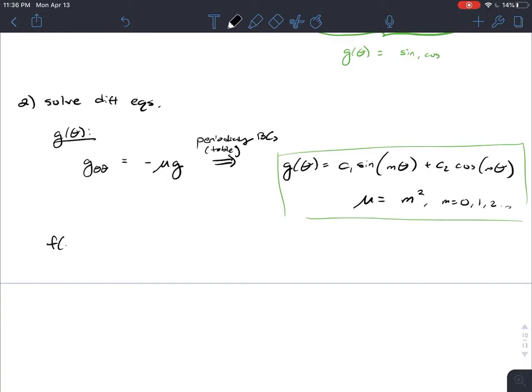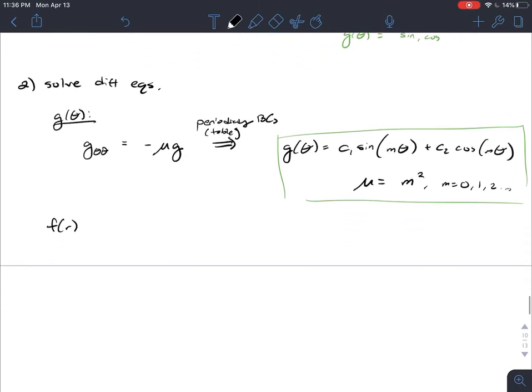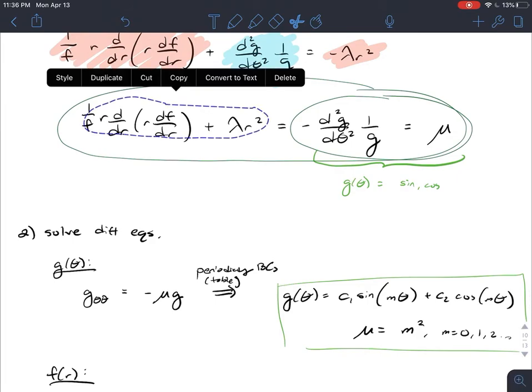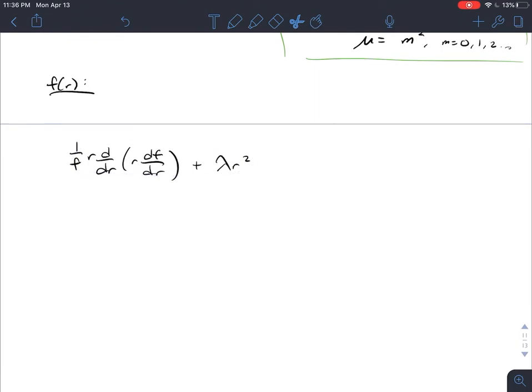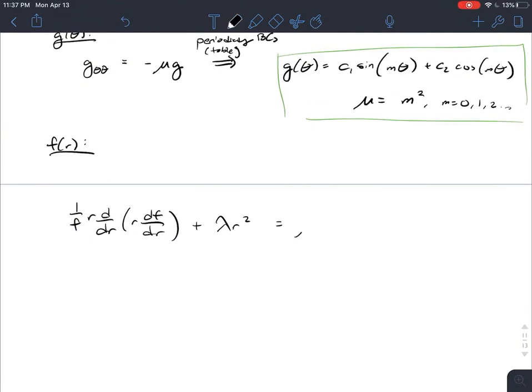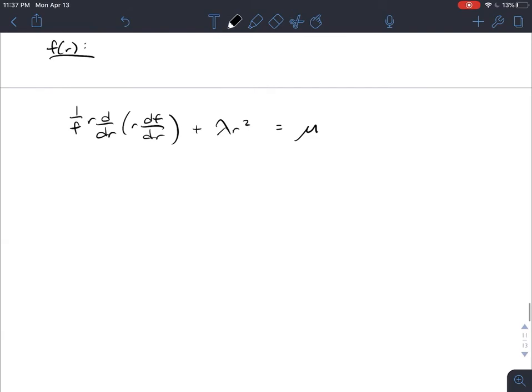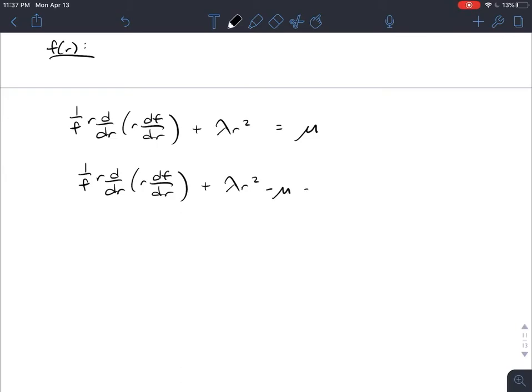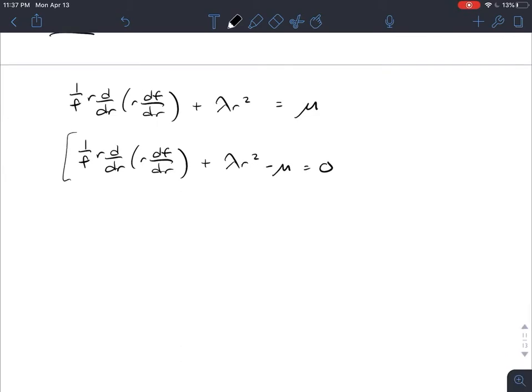So now let's solve for f of r, because that'll help us hopefully solve for the values of the eigenvalues lambda. So in r, we have this differential equation, which I'm just going to copy over on the left-hand side. And this is all equal to mu as well. So I'm going to move mu to the left-hand side of this equation. So just copy and paste everything again. Minus mu is equal to 0. Then I'm going to multiply both sides by f, such that we have r d/dr, r df dr, plus lambda r squared minus mu times f is equal to 0.